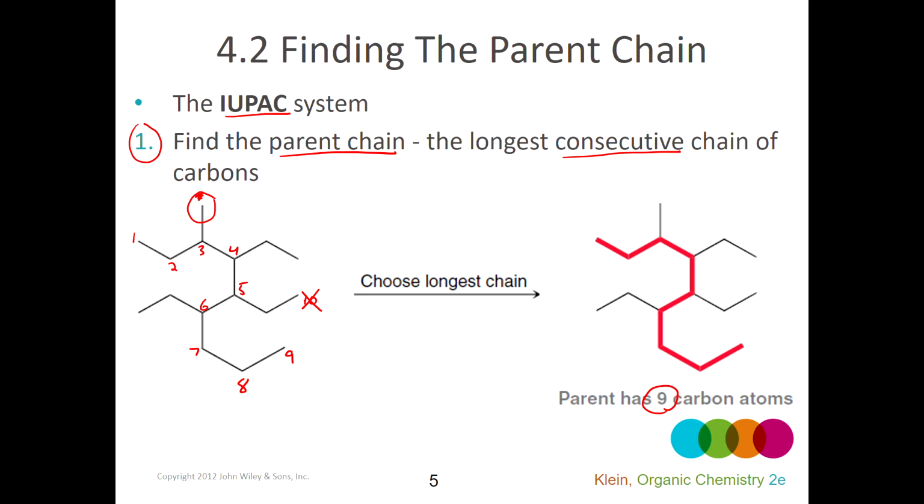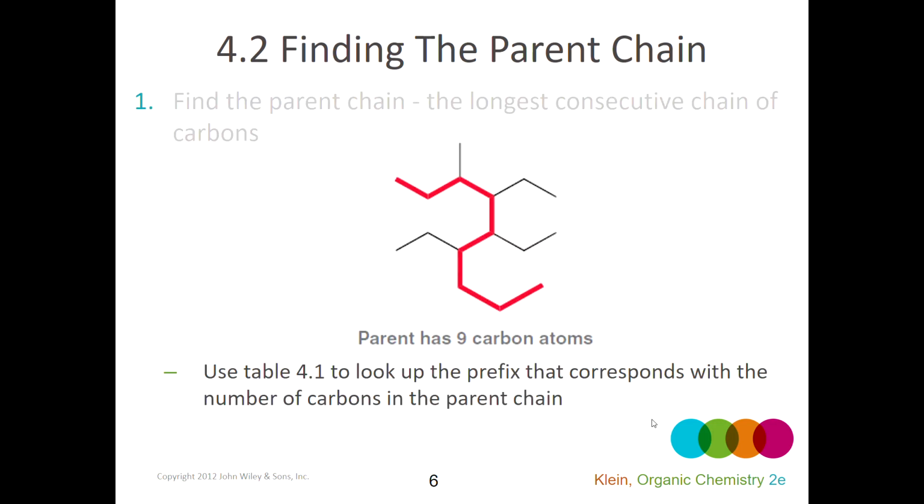Any carbon, or grouping of carbons, that I didn't get a chance to number, I have to take care of later in the process of naming. So this is just step one: I'm just going to count how many carbons I can find in a consecutive chain and find the longest chain possible. Once I know how many carbons are in the longest chain possible for that structure, I want to look up the prefix.